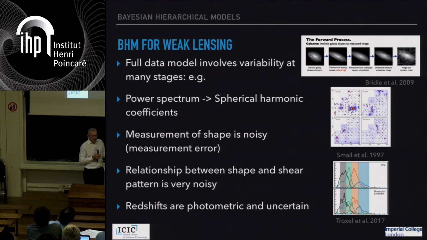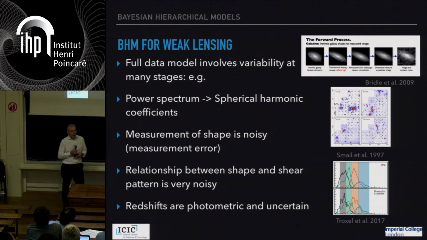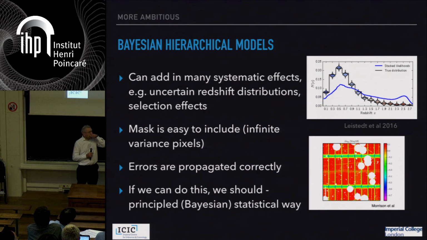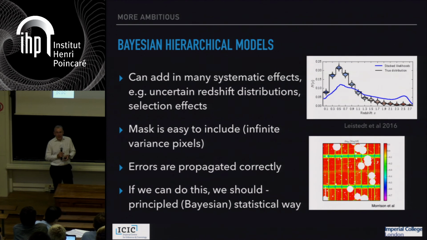So when you build a data model, there's variability that occurs at many different stages, and trying to include all of these and to propagate the errors that arise from each stage to the final result is not a trivial task. But using BHMs, you can add in many systematic effects as well, such as the uncertain redshift distributions. The mask is very easy.